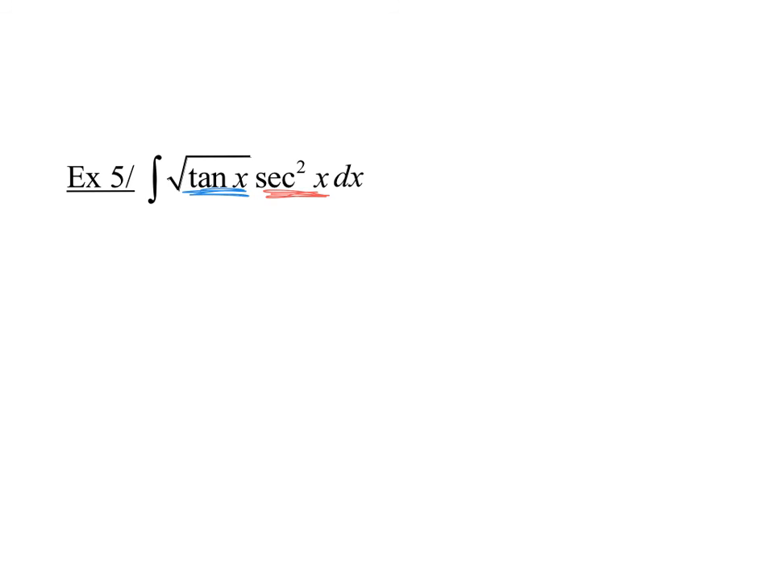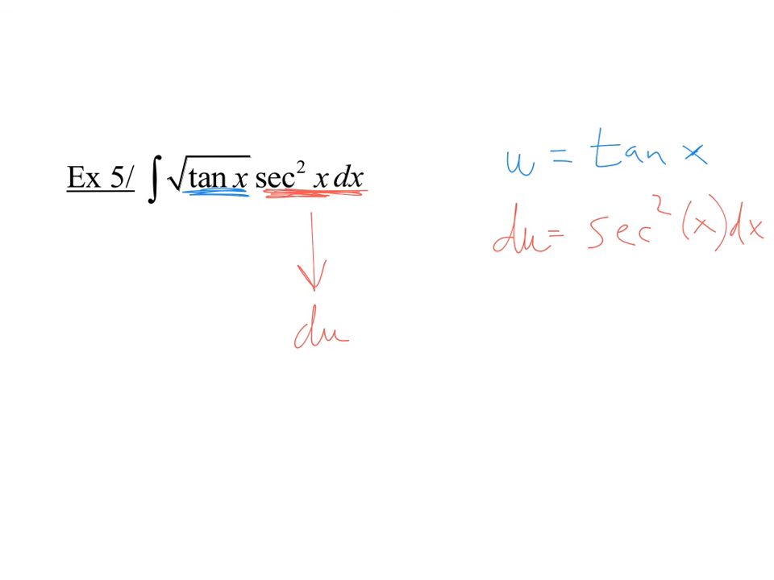So in this situation, you would ask yourself, well, is there one of these that is a derivative of the other? And if you know your derivatives, you know the derivative of the tangent of x is the secant squared of x. So I'm going to choose my u to be the tangent of x. Well, what's the derivative of the tangent of x? Well, the derivative of the tangent of x is secant squared of x dx. So everything underlined in red here, that becomes du.